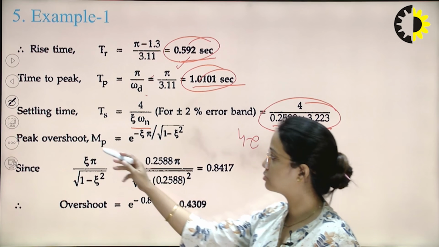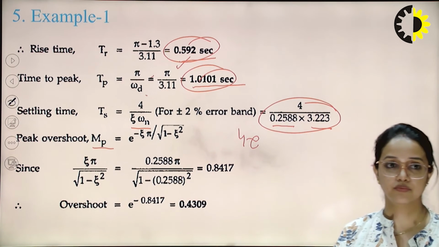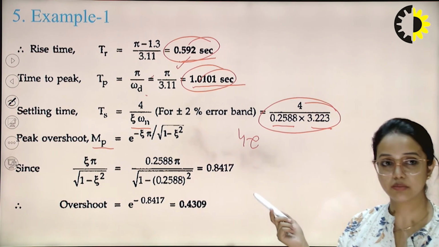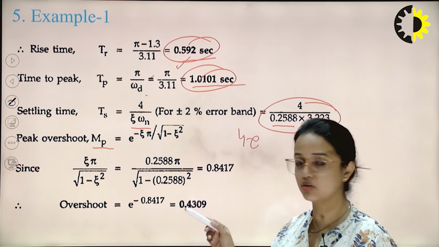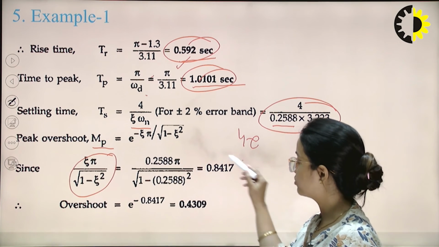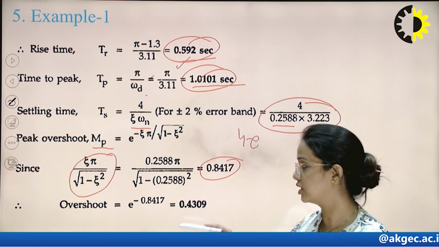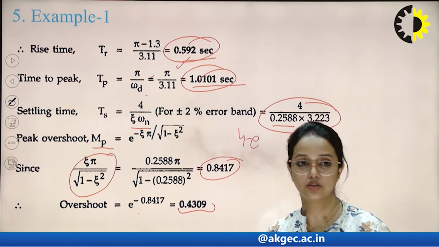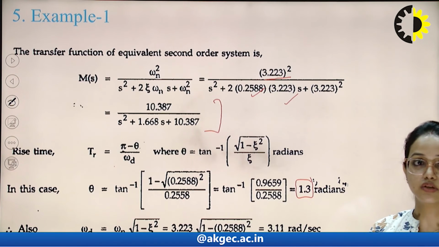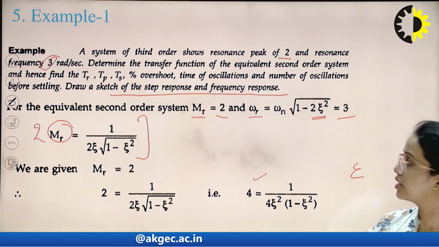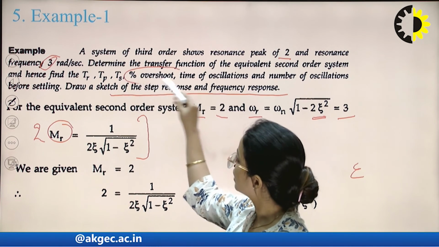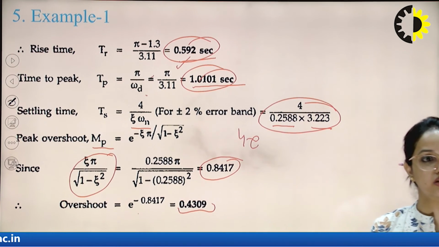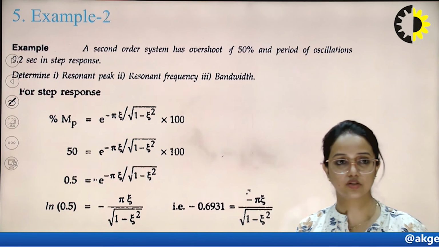Now we have to calculate the maximum overshoot, that is MP. MP is e raised to the power minus zeta pi divided by root over 1 minus zeta square. This value can already be calculated, and it is 0.8417. So e raised to the power minus 0.8417 is 0.4309. So this is the maximum overshoot. We can see that in the question we were asked for the overshoot, and we have calculated it. We have calculated these time domain parameters, and with this we have successfully completed the numerical.